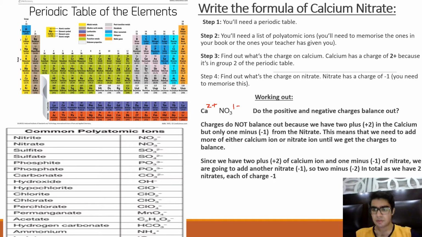So nitrate has a charge of -1. You write calcium with a charge of +2, then NO3, which is nitrate, with a charge of -1. The question you should ask yourself is: do the positive and negative charges balance out? The answer is no, because calcium has a charge of +2 and nitrate has a charge of -1.